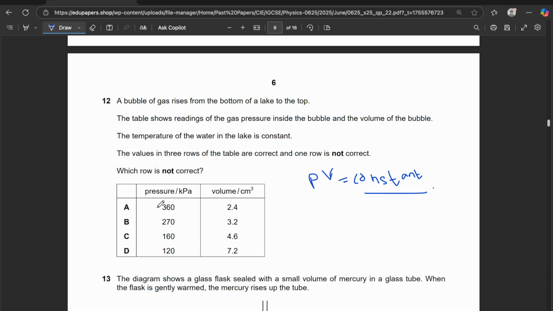So we can multiply all these values and find the constant, and if it has a different constant, then it will be the answer. So 360 × 2.4 is 864. Okay, I'll just write it down just in case. 270 × 3.2 is also 864. 160 × 4.6 is 736. So this would be the incorrect answer. 120 × 7.2 is also 864.